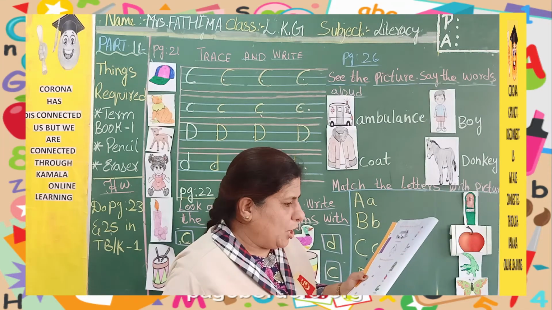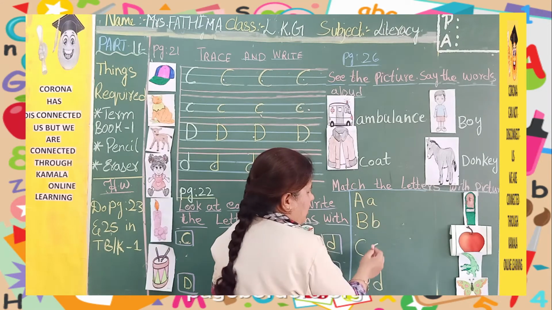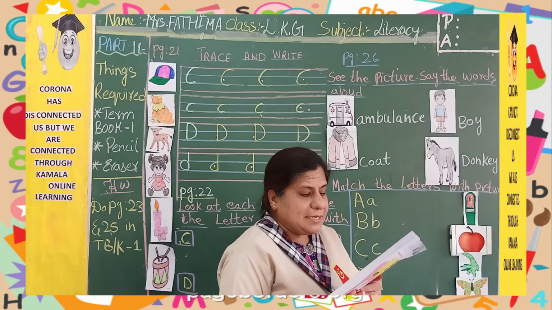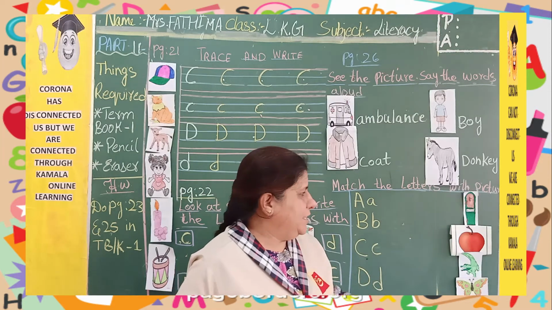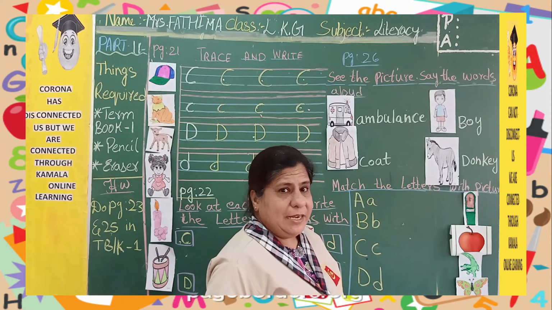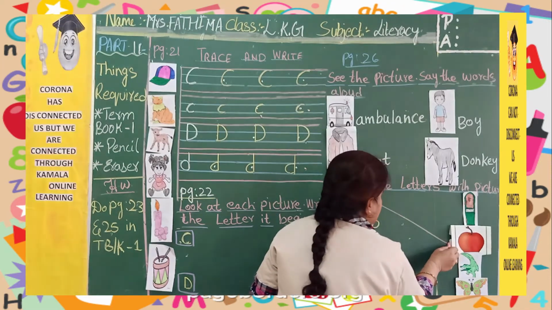Okay? Look at the board. See, capital letter, capital A, small a, capital B, small b, capital C, small c, capital D, small d. We should match the letters to the picture. Which picture will come, which letter will match which picture? A for what, children? Yes, A for apple. You have to match this apple.